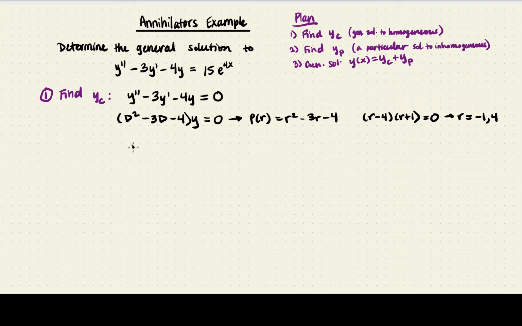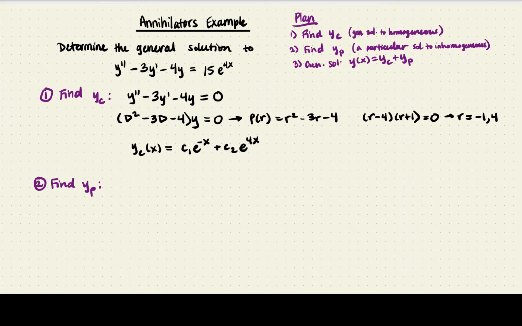So my complementary function, y sub c of x, is c1 e to the negative x, that's coming from that root -1, plus c2 e to the 4x. That 4 is coming from the other root we have, which is 4. Okay, so we're just going to put this on the back burner, just keep in mind that we have this y sub c already, and now we're going to focus on step 2 of our plan, which is finding a particular solution y sub p.